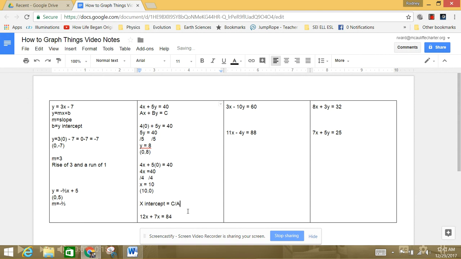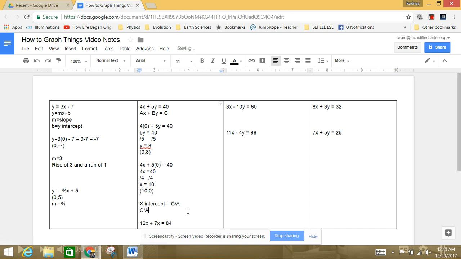In this case, c divided by a is equal to my c coefficient, which is 40, divided by my a coefficient, which is 4, and that equaled 10. So that gave me that x-intercept at 10, 0.